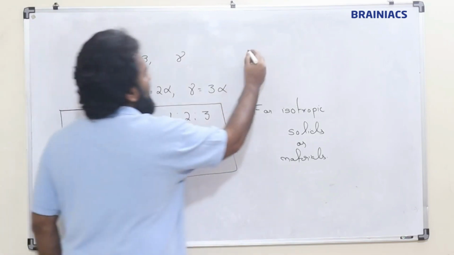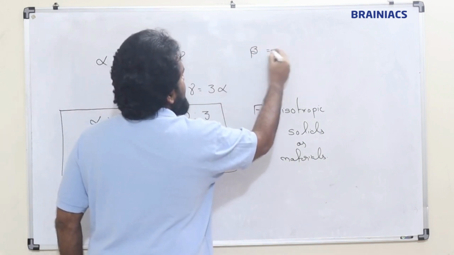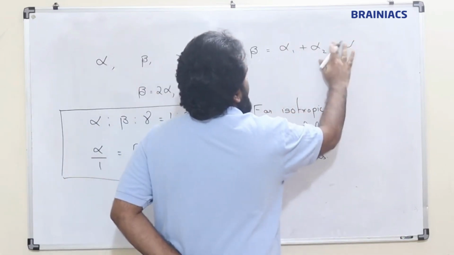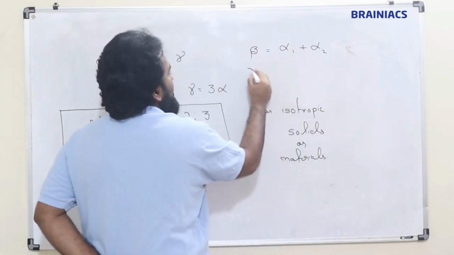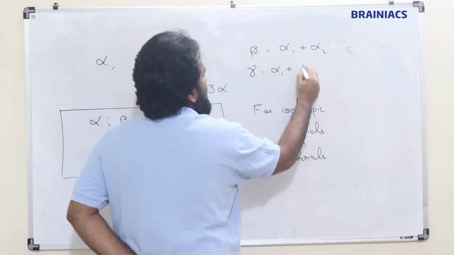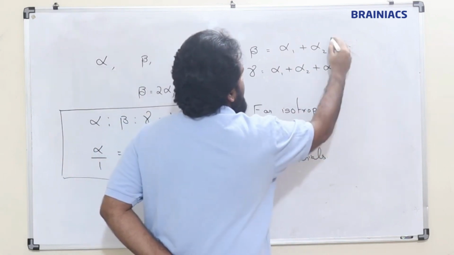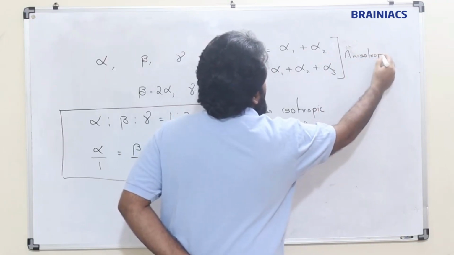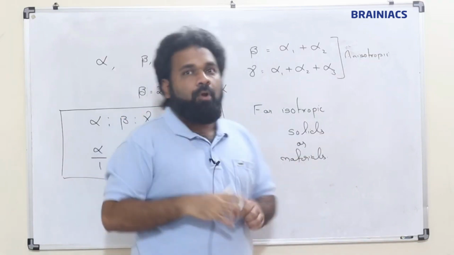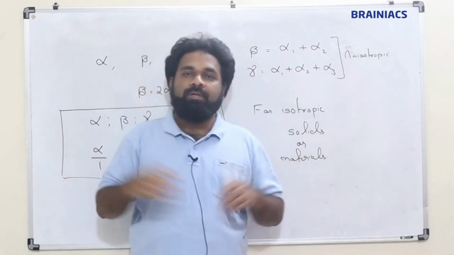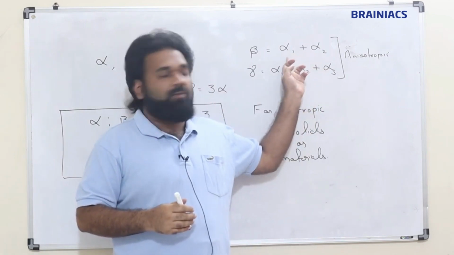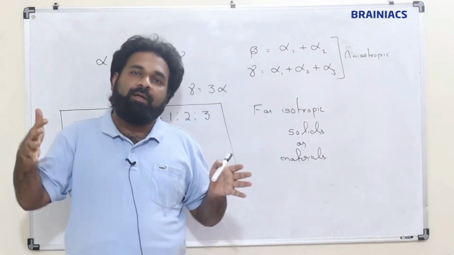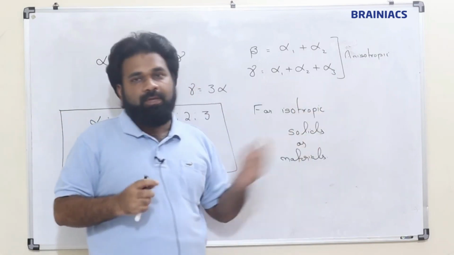Then another set of relation is beta is equal to alpha 1 plus alpha 2, and gamma is equal to alpha 1 plus alpha 2 plus alpha 3. This is for anisotropic. That is, if the expansion properties, the coefficient of expansion, alpha, beta, gamma, are different in different directions, obviously we can say they are not isotropic, their properties are different.